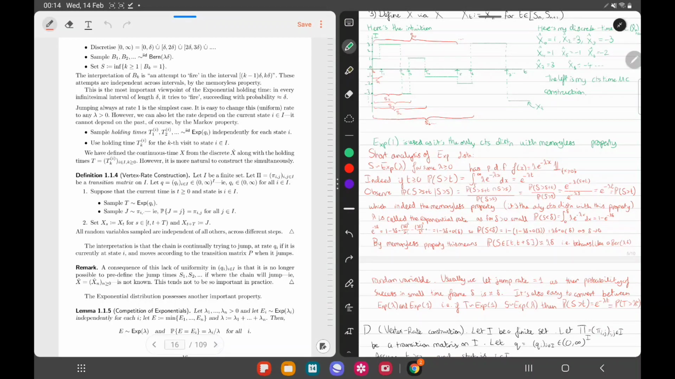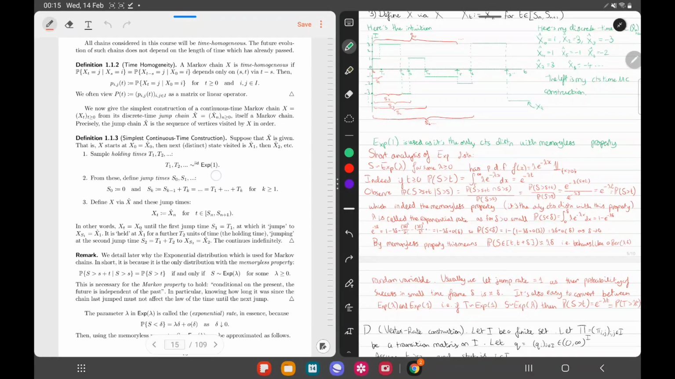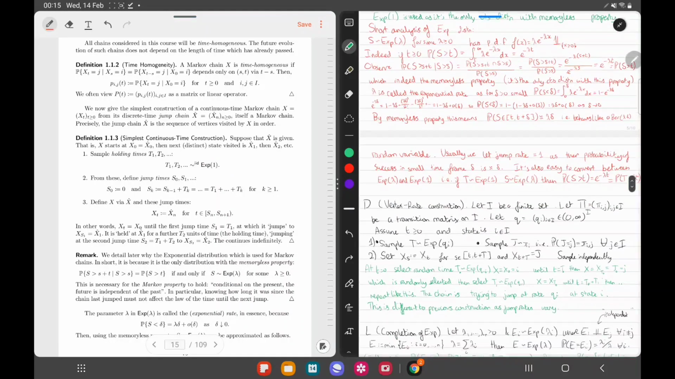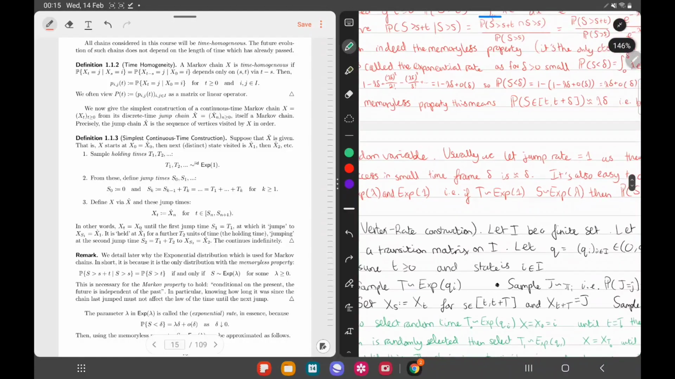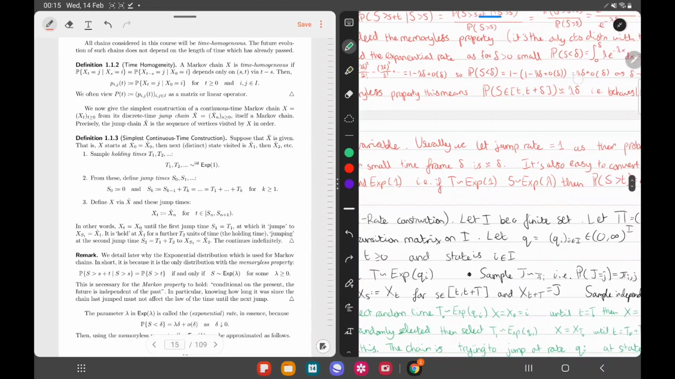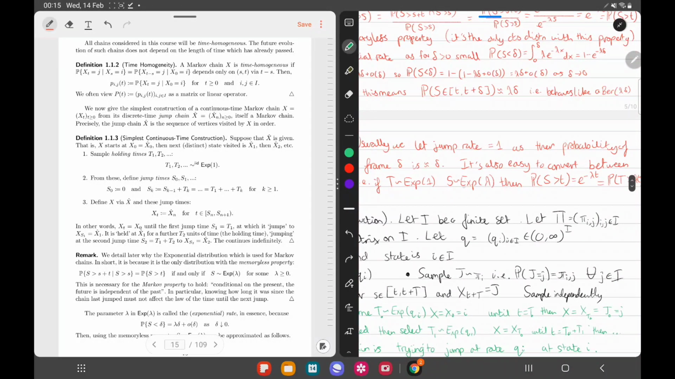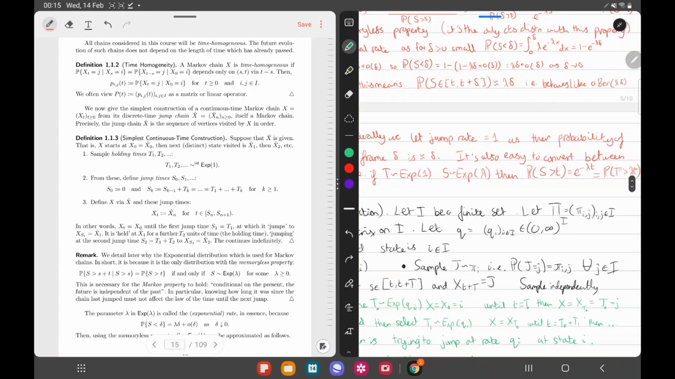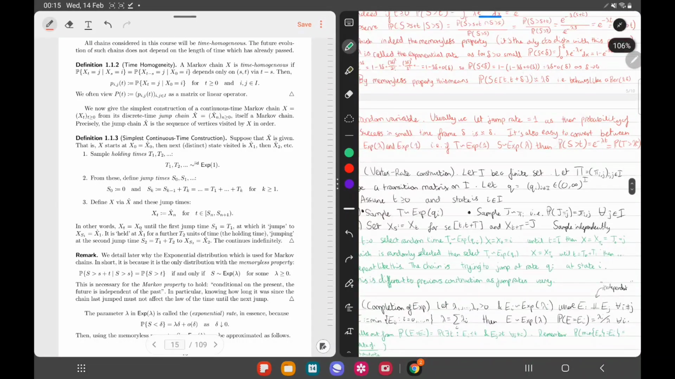It's really easy to jump between exponential 1 and exponential lambda because of this property. So I gave a little bit of an explanation because he didn't do it in his notes. If t is exponential 1 and s is exponential lambda, then these two probabilities are related like this. So it's very easy to convert between exponential 1 random variables and exponential lambda random variables just through this little rescaling of the parameter of your event in a probability space.